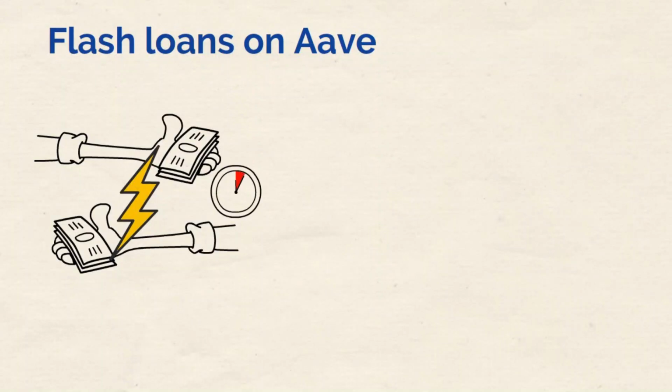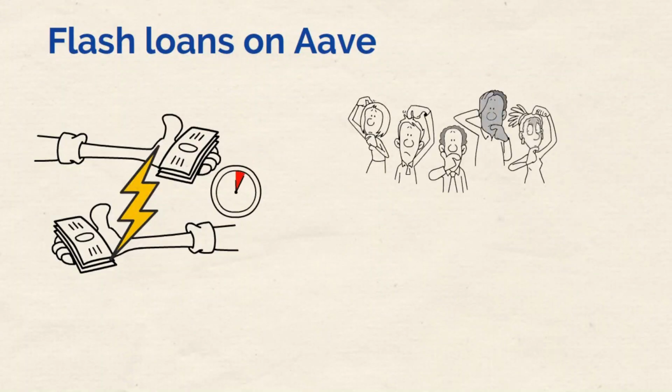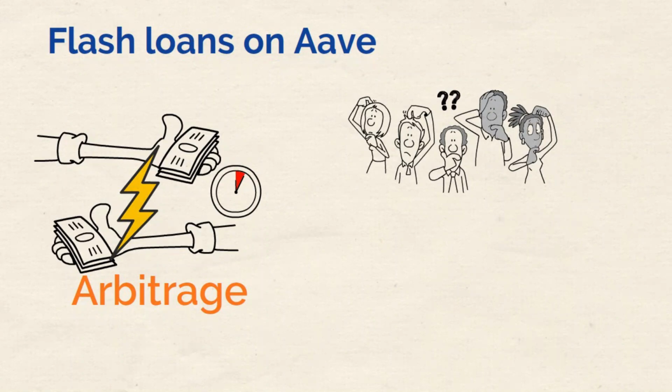And I know what you're thinking. Why would anyone want a loan that they have to pay back immediately? The answer is something called arbitrage. With complex markets running constantly, sometimes weird things happen.